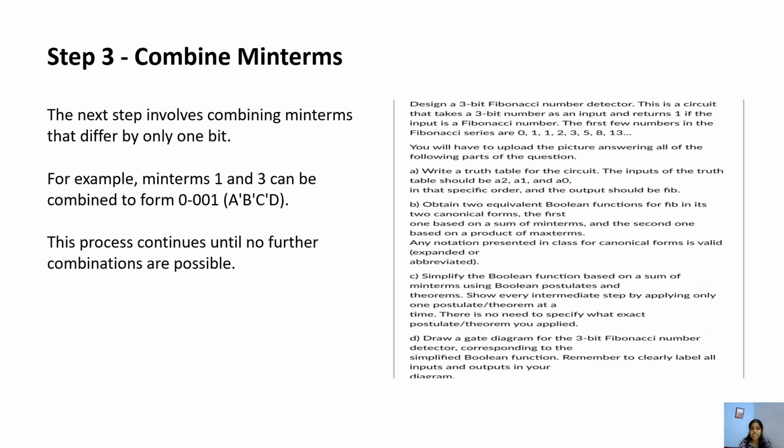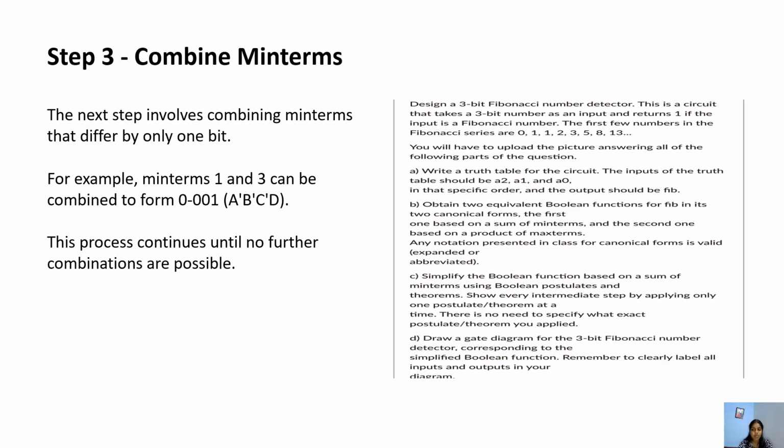And the next step is combine minterms. In the second step we have grouped the minterms by number of ones. Now we have to combine those minterms. For example, if we have grouped 1 and 3, we combine them to form 0 0 0 - 1, so that we'll get the expression a' b' c' d'. We have to combine until no further combinations are possible. This process continues until combinations are not possible.